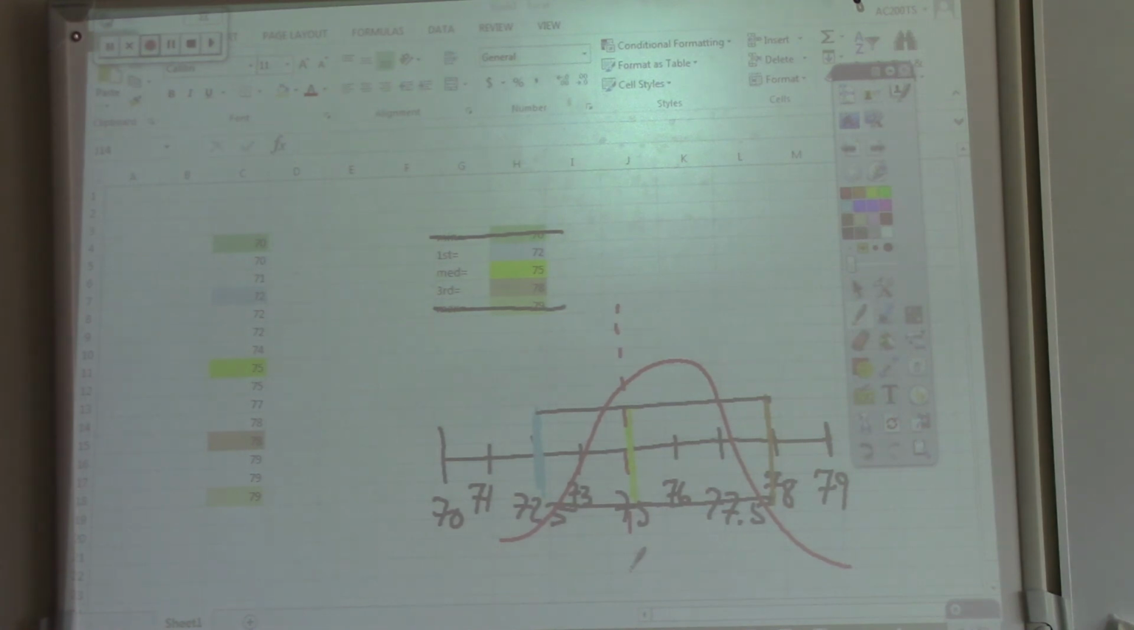I don't know what they're asking, but let's see what the question's asking. Oh, 5-number summary. That's what it's asking. 70, 72, 75, 78, 79. Y'all need to write those down so you can tell me what they are.